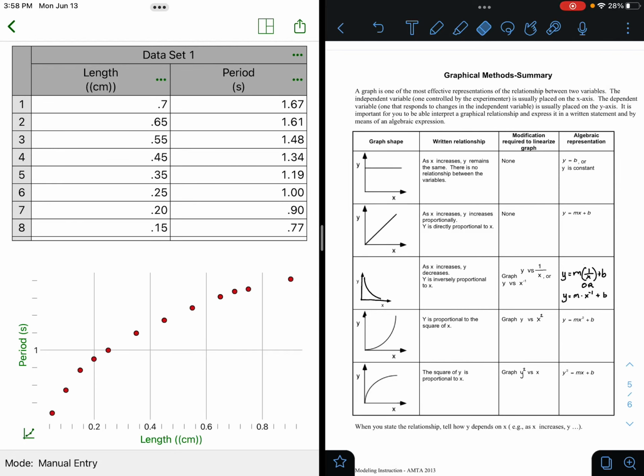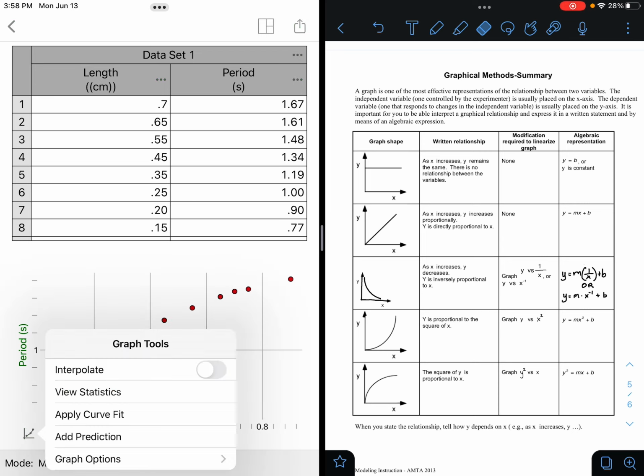Hi guys, this is a short video for a review of what we did today because I know that it can be difficult when we're first learning this. So here's a graph that we did in class. We took a look at length versus period for our pendulum, and we take a look at the best fit curve line.